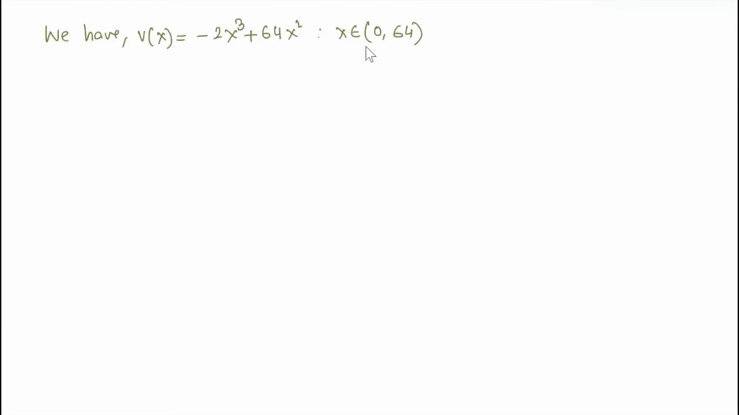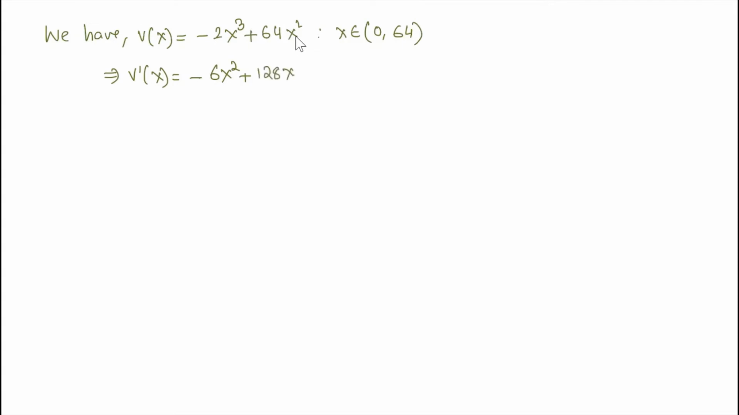And we know that the length cannot be 0 or the length cannot be 64. So your length x must be between 0 and 64. In order to maximize this, first we are going to find the first derivative. Using the power rule, the 3 will come in front, so 3 times negative 2 is negative 6, and reduce the power by 1. So negative 6x squared. Plus, if I move that power down, 2 times 64 is 128, and you reduce the power by 1, so it will be 128x.